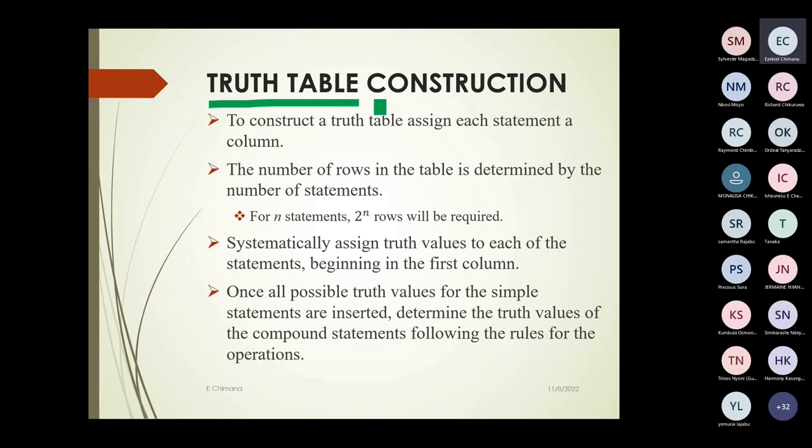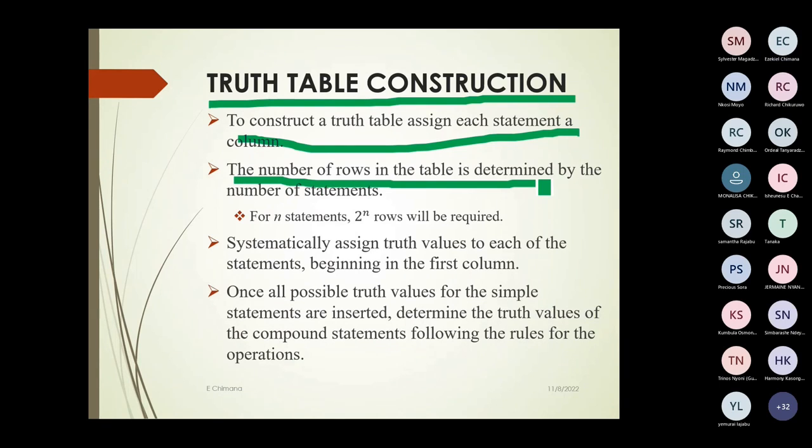So how do you construct a truth table? To construct a truth table, assign each statement a column. Each and every statement that you have must have its own column. And then the number of rows in the table is determined by the number of statements. For n statements, it will be 2 to the power n rows. 2 to the power n rows will be required.